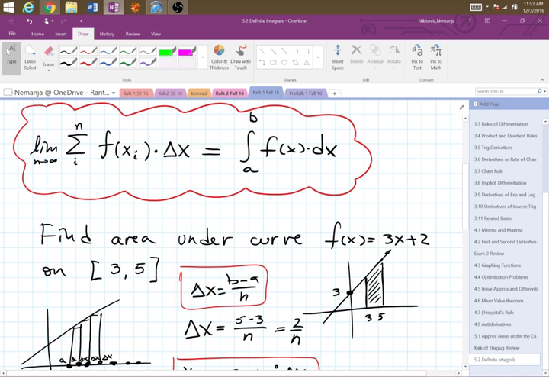So who's glad that you're not in the honors section that have to do this on the test? Two students only? So should we put this on the test though? Yeah.